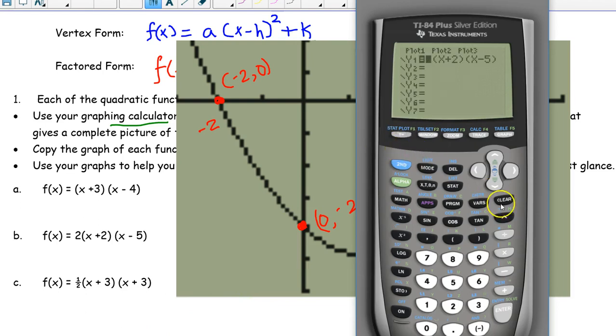I'll have y is equal to 1/2. I just cleared off here. 1/2, we can just write it as 0.5. 1/2 is nothing but 0.5. Parentheses, x plus 3, close the parentheses, again open, once again x plus 3, close, hit the graph.